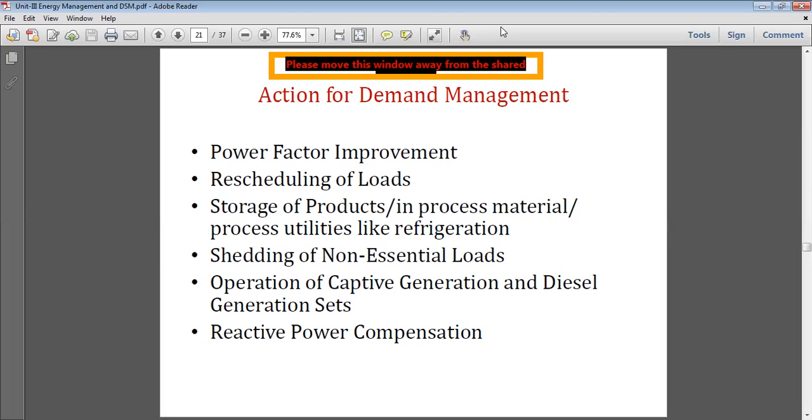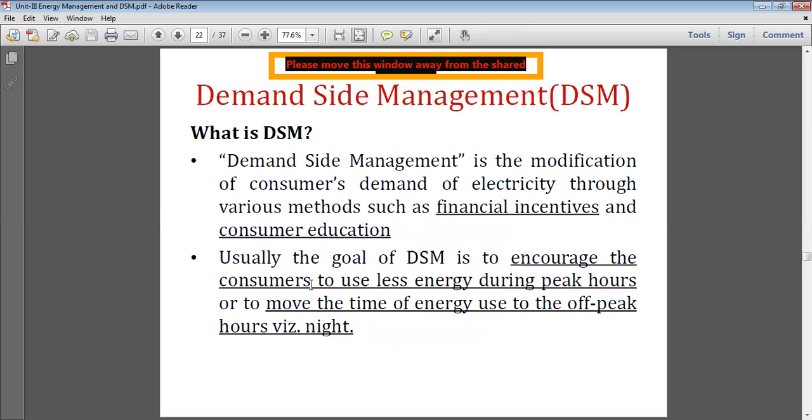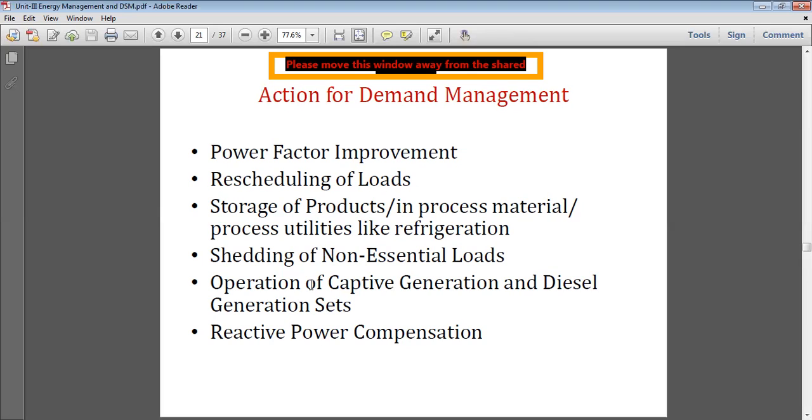Second, it will decrease the capacity of switchgears. So if you are controlling the reactive power locally, definitely it will improve and maintain the demand of the system. So these are the different ways by which we can do demand management.